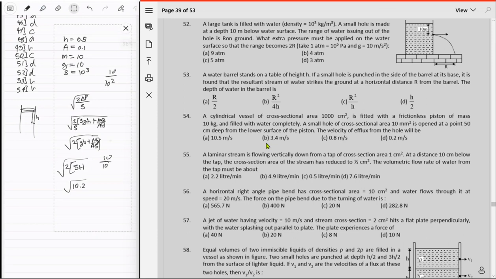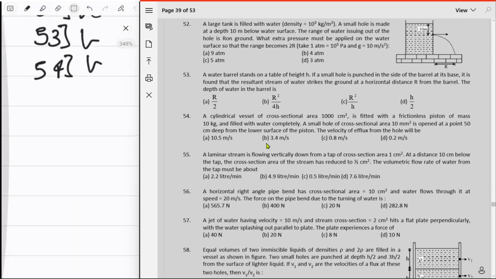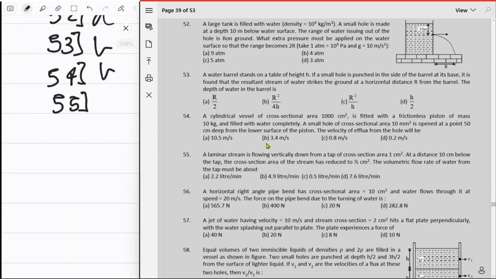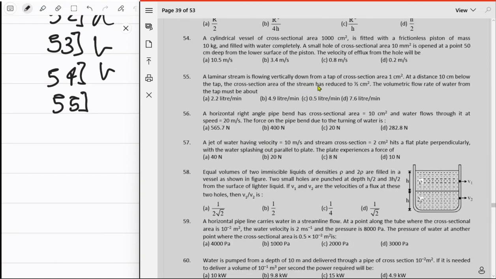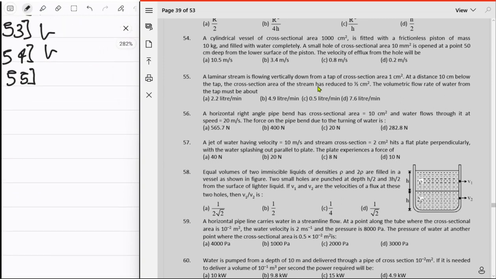54 is done. Let's go to 55. A laminar stream is flowing vertically down from a tap of cross-section area 1 centimeter square. At a distance 10 centimeter below the tap, the cross-section area of the stream has reduced to 1 upon 2 centimeter square. Volumetric flow rate of water from the tap must be about. Huh, that's weird.